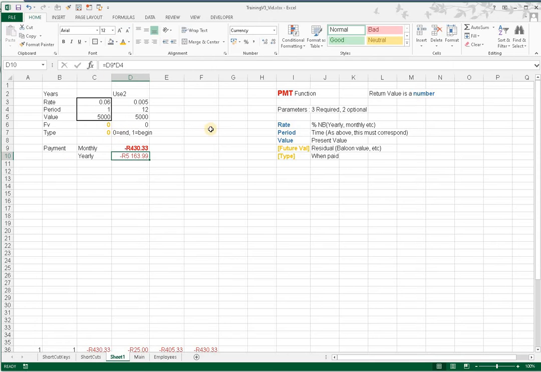Please note that the result that I get is a negative number. That means that from the point of view of this calculation, the money goes out. You are paying it away. So it goes to the bank. For the bank, that would be a positive number because they are receiving it. Now, a lot of people don't like to see negative numbers, so there are different ways of making this a positive number.